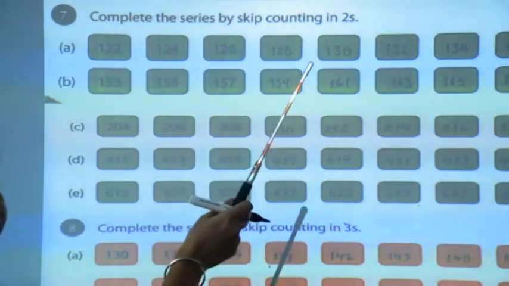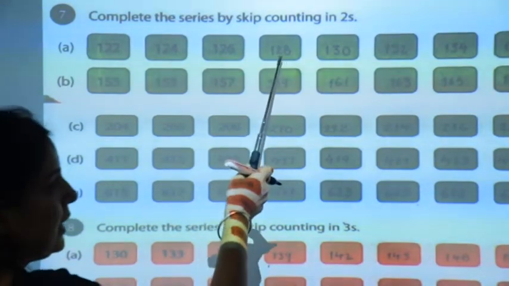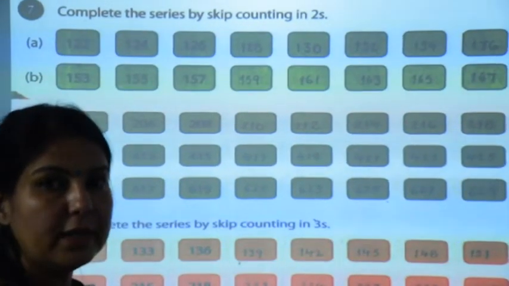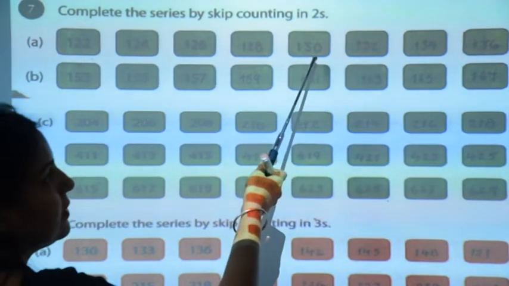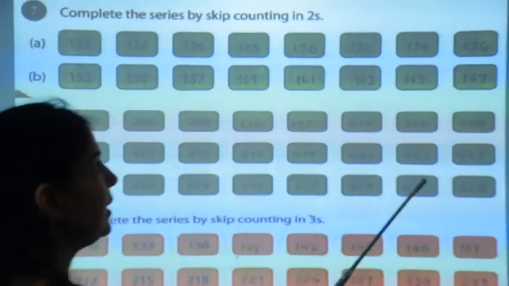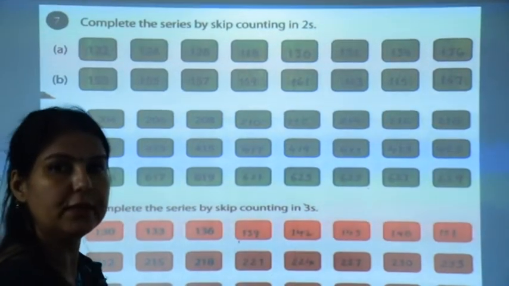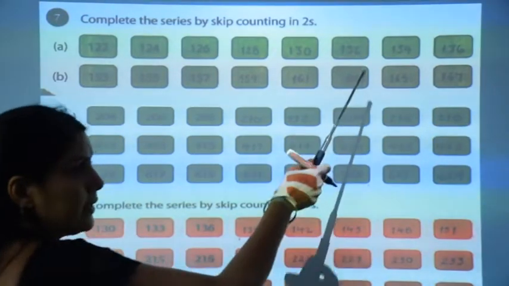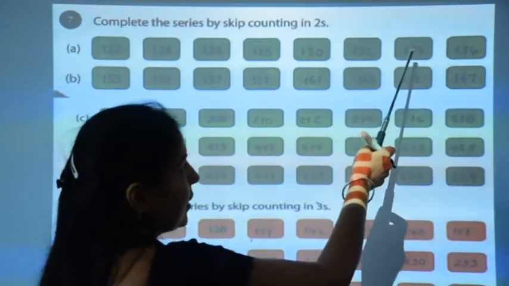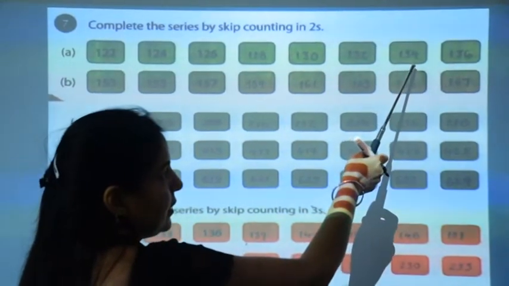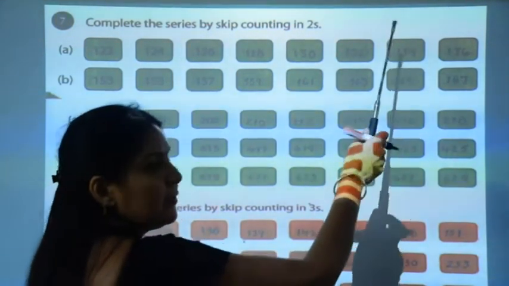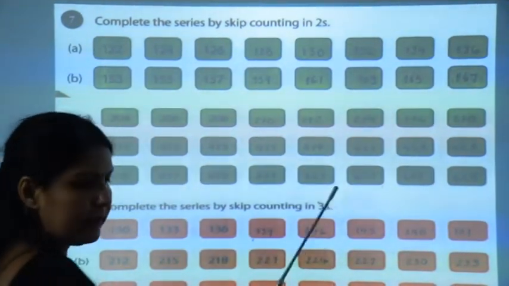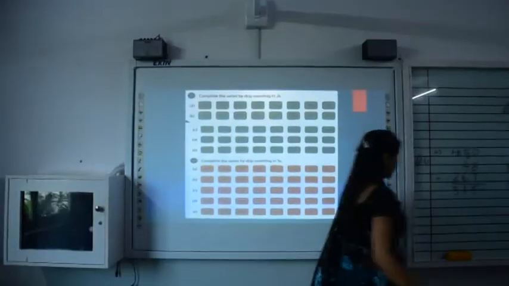127 we will skip and we will write 128. And after 128 we will skip 129 and we will write 130. After 130 we will skip 131 and we will write 132. 133 will be skipped and we write 134. 135 will be skipped and we will write 136. Let's see one more example on the board.